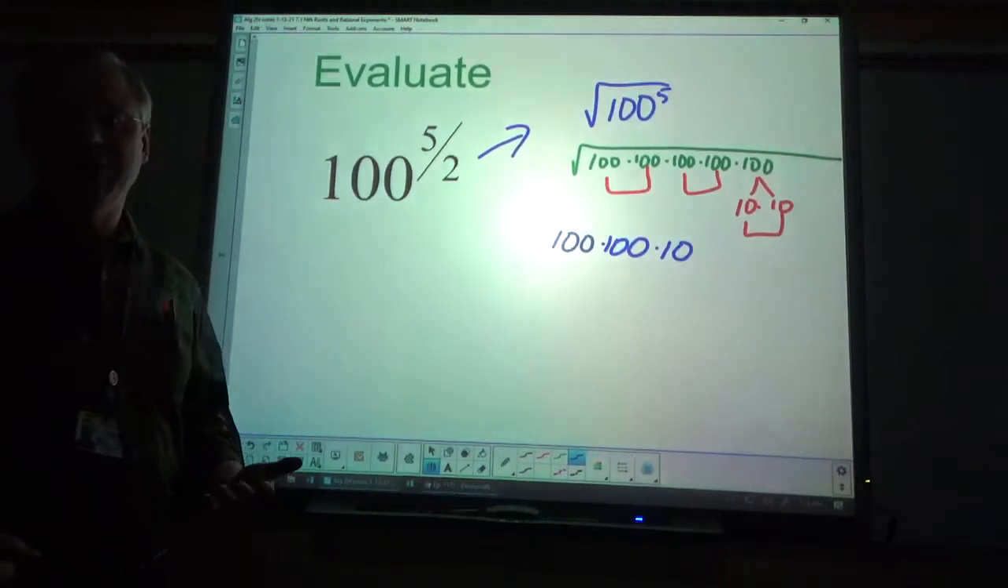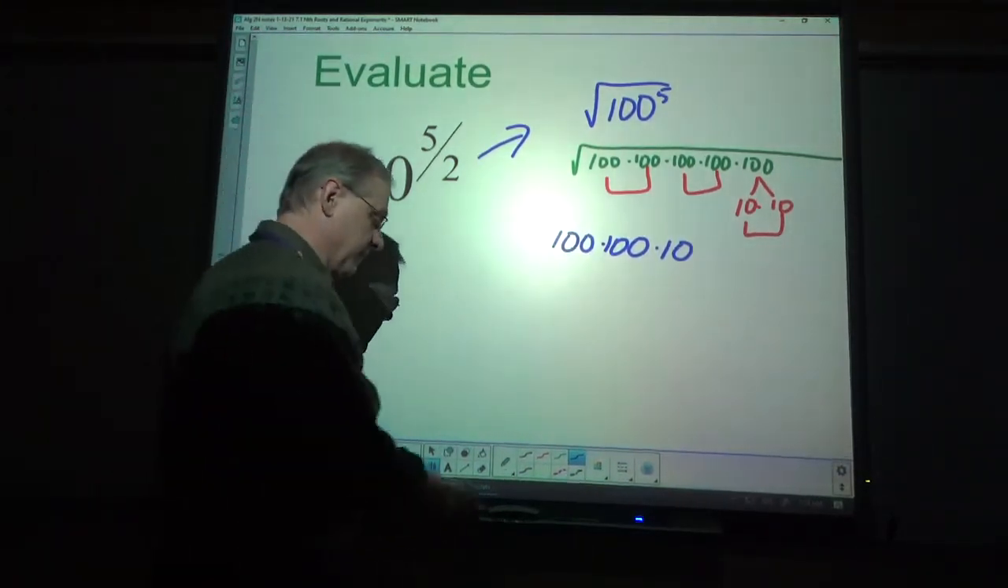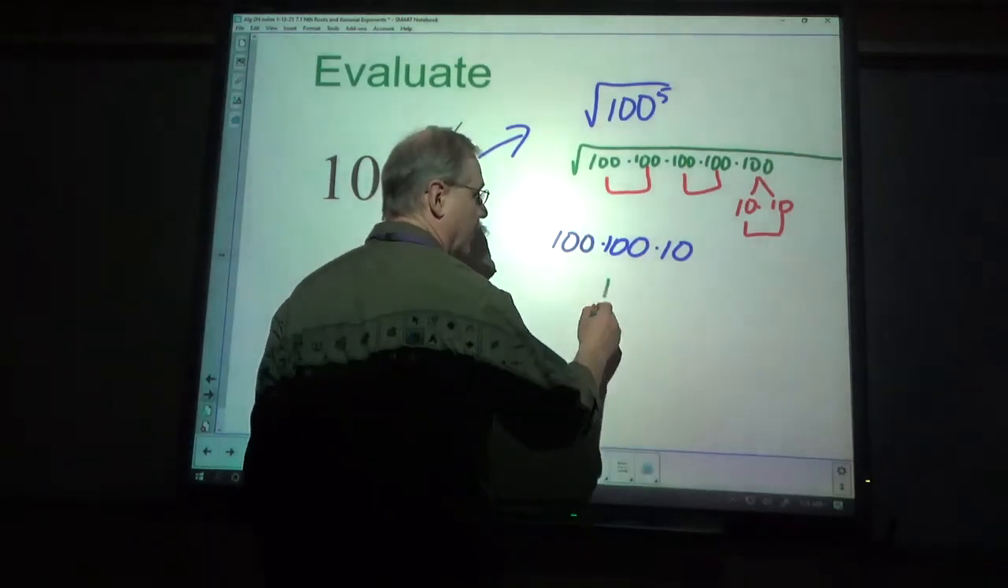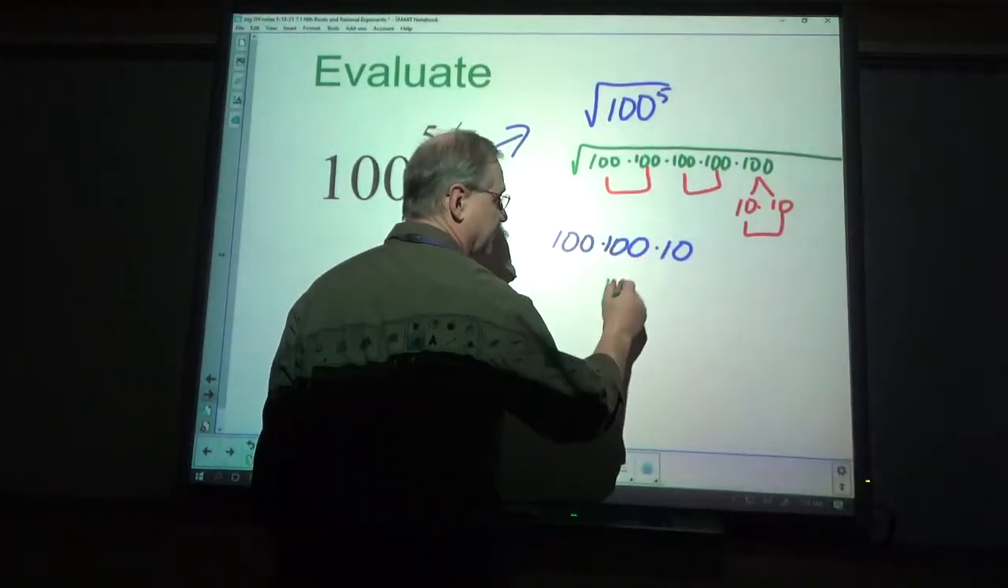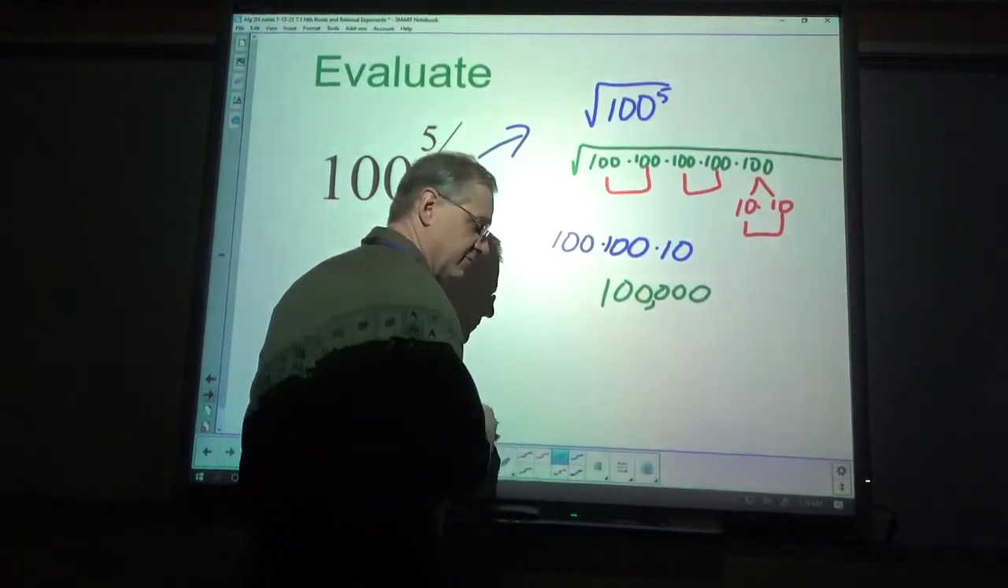Well, when I multiply powers of 10 up, I just have to add up the zeros and put the 1 at the beginning. So the final answer is a 1 followed by 1, 2, 3, 4, 5 zeros. 100,000.